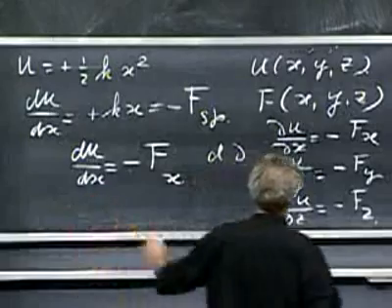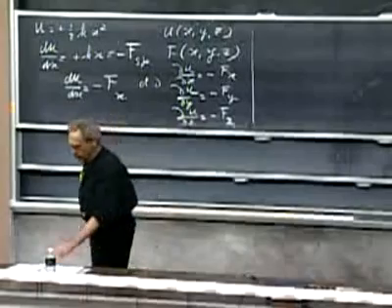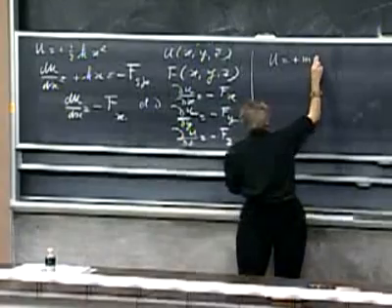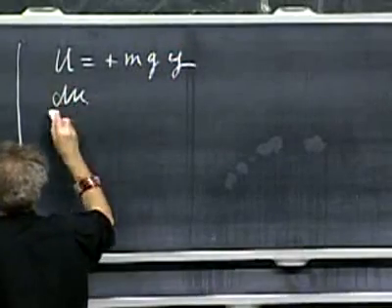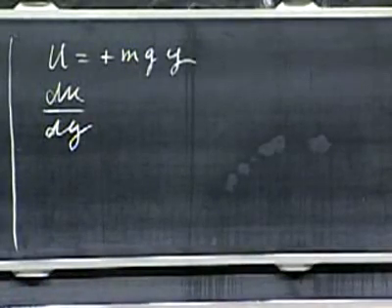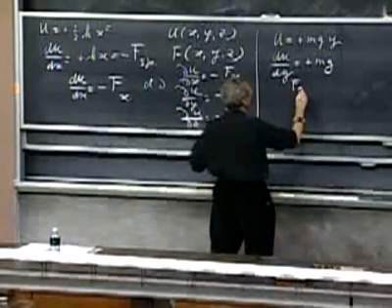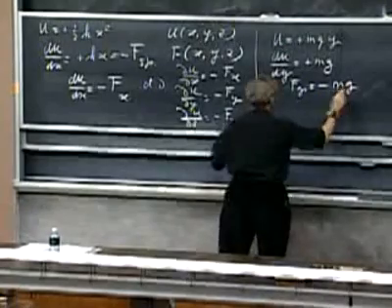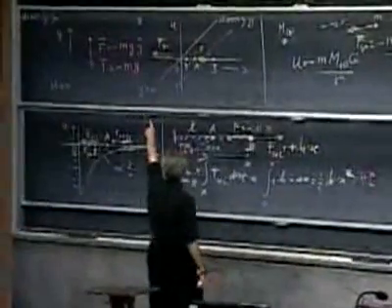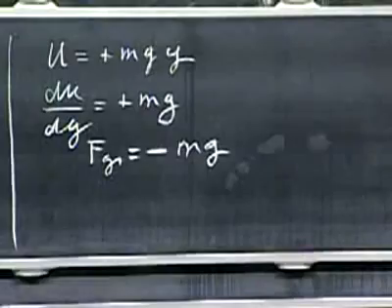If we go back to the situation where we had gravity, the situation near Earth, we had U equals plus mgy. So what is dU/dy? This is a one-dimensional situation, so I don't have to use the partial derivatives. I can simply say dU/dy. That is plus mg. And notice that the gravitational force was minus mg. Remember, the minus sign is still there. And so you see that here, indeed, dU/dy is minus the gravitational force.